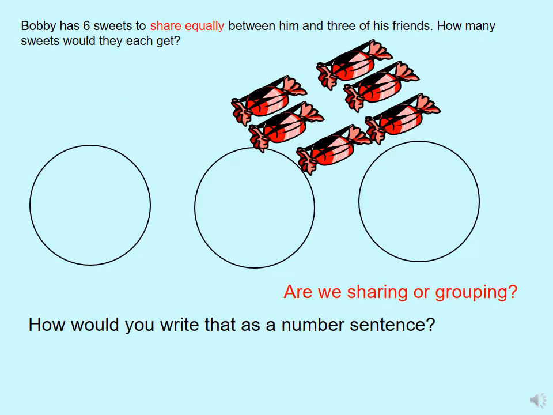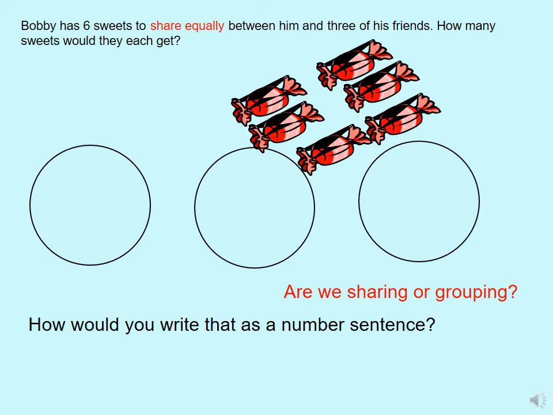So here is our first question. Bobby has 6 sweets to share equally between him and 3 of his friends. How many sweets would they get each? So here we have got 3 circles and we would share these sweets into each circle. So I would like you to pause this video and share these sweets out equally, please, and write down the answer. I would also like you to write down the number sentence that we would get, okay? And also this important question, are we sharing or are we grouping?